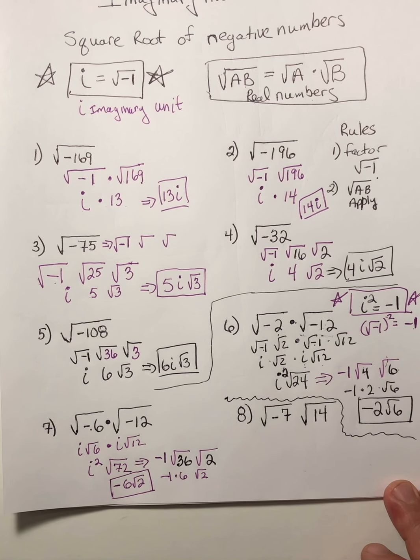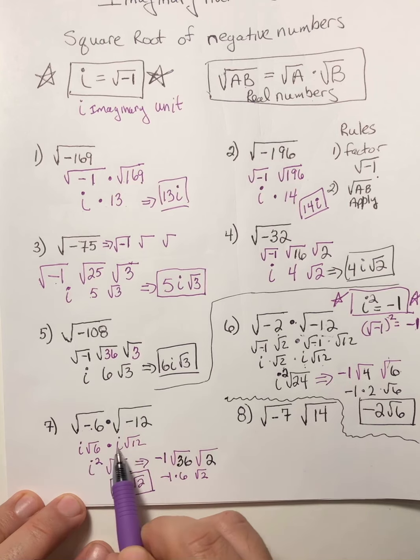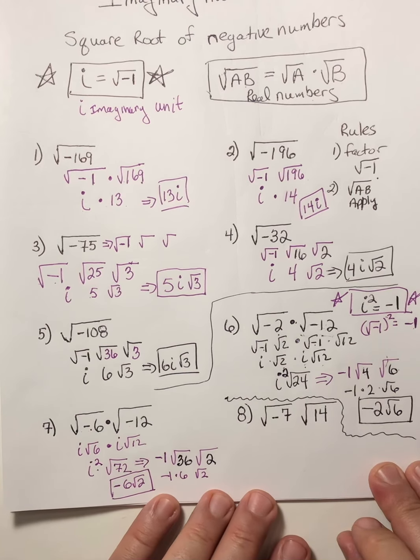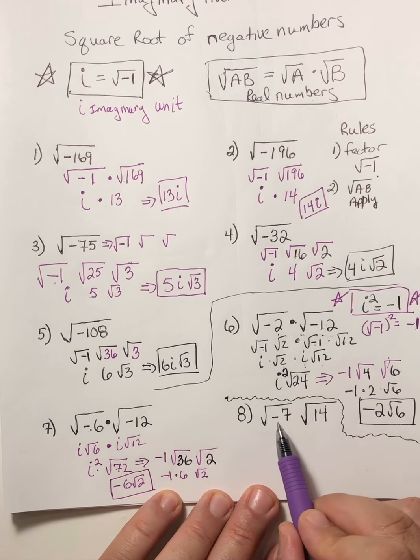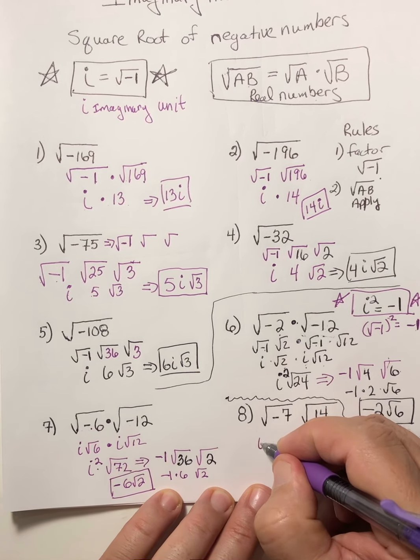All right, last one. So notice both of these had negatives on them. I still plucked out my i's. I times I is I squared. Look at 8. It's actually a little bit easier. There's not two negatives here. That's fine. What do we still do with this? That's right, we got to pluck out the I.